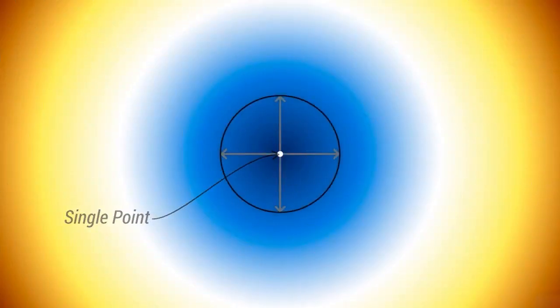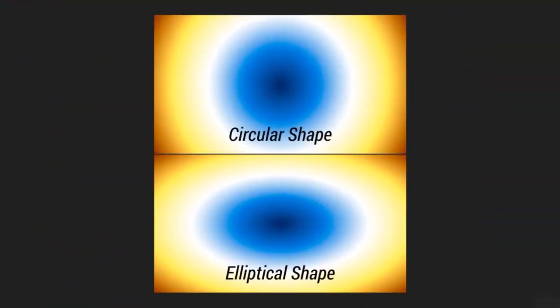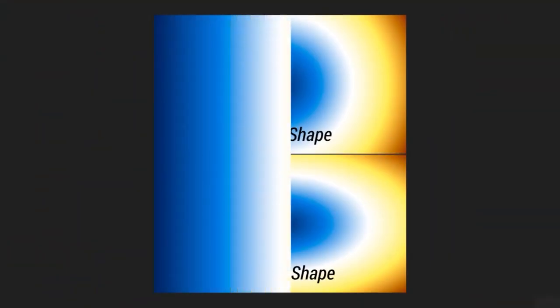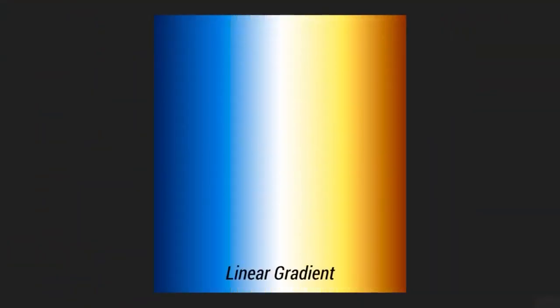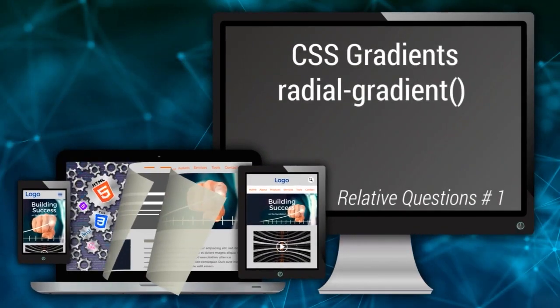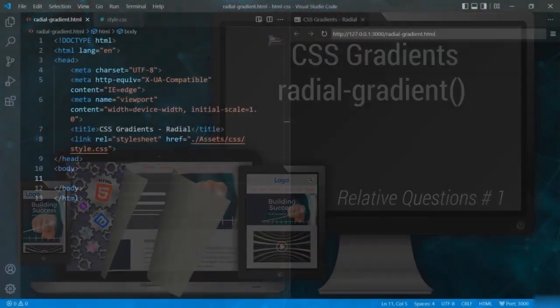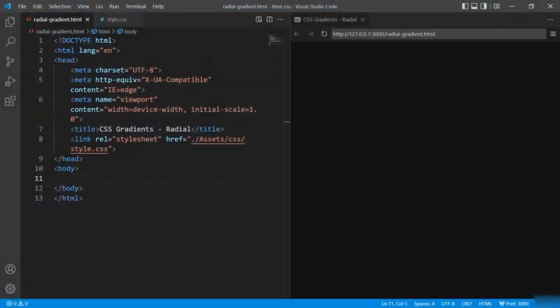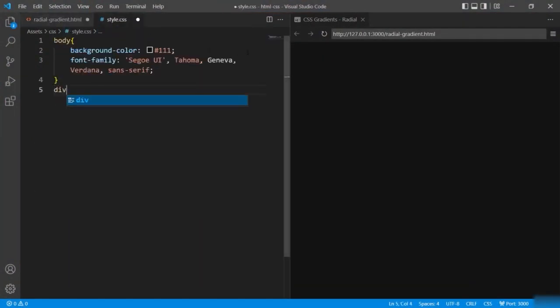The radial gradient is where colors gradually emerge from a single point and smoothly spread outward in a circular or elliptical shape, while as we saw in linear gradient, the colors were getting blended on a linear line. So let's understand the syntax and use of radial gradients by practical implementation. Let's start by defining a basic radial gradient. I'll create an empty division, and for the styling I'll give padding and margin to the div.